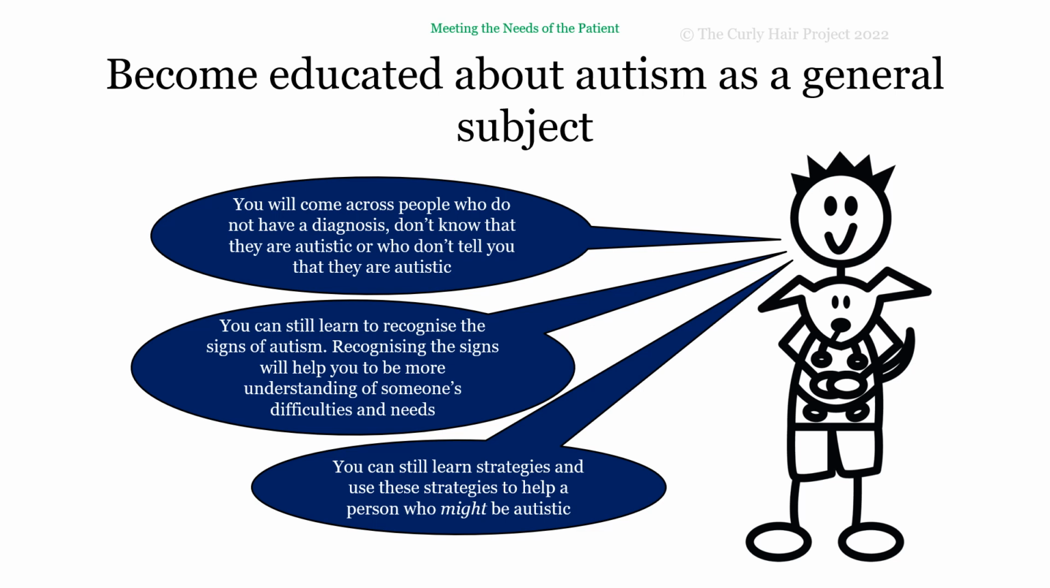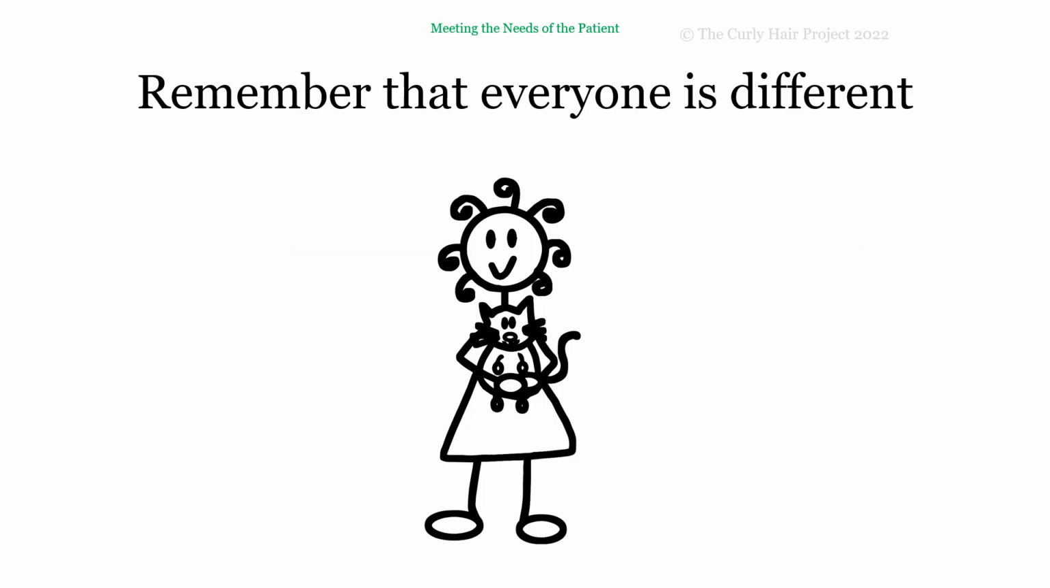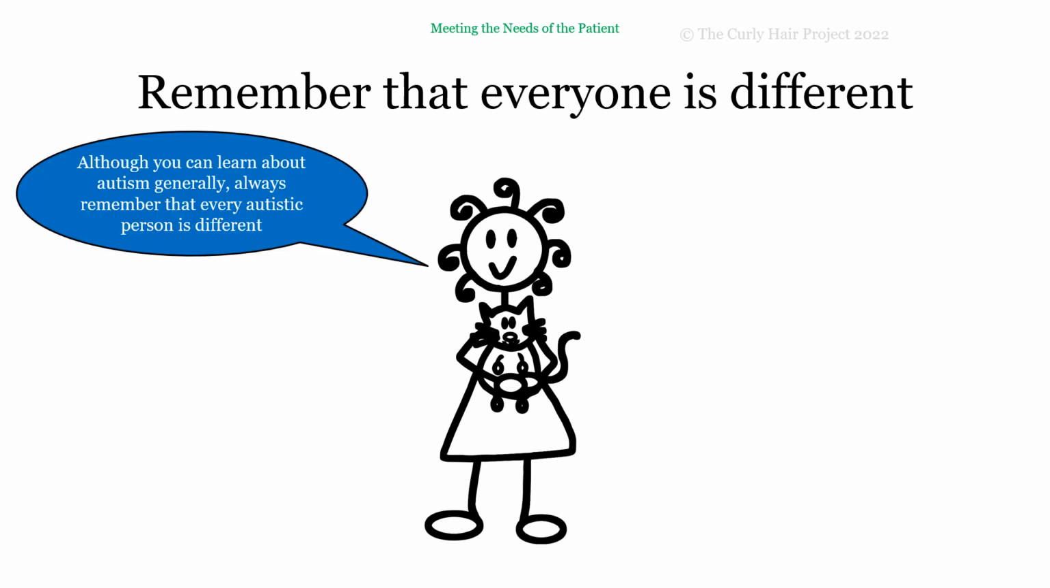Indeed, you've probably noticed that many of the strategies we've mentioned in this course are helpful things to be doing anyway, with neurotypical people as well, such as using clear communication and being generally aware of any particular sensitivities in a medical situation. It is also essential to remember that everyone is different. Although you can learn about autism generally, always remember that every autistic person is different, just as we all are.